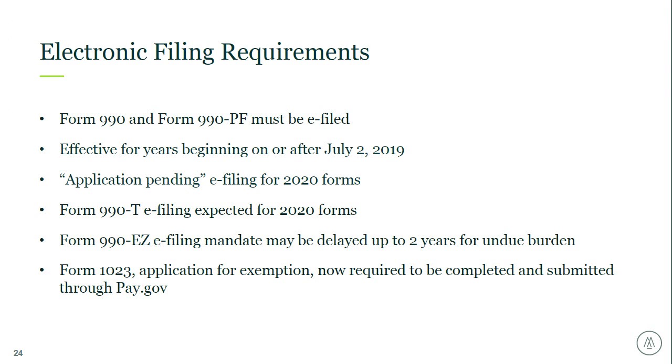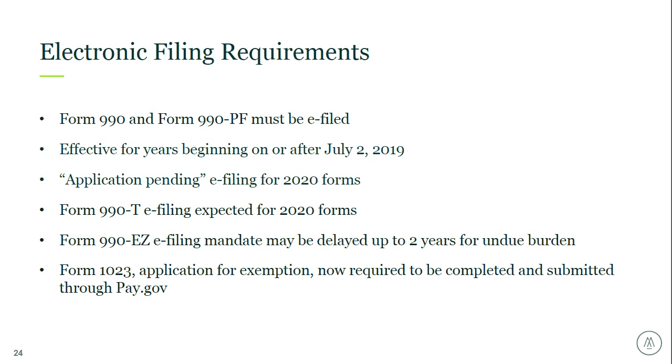So one of the IRS's goals is to modernize its technology. They're requiring that all Forms 990 and 990-PF be e-filed, effective for tax years after July 2nd, 2019. Before this new law, the e-filing requirement was only mandatory for large organizations with total assets of $10 million or more, or for those who filed at least 250 returns. There were limited exceptions where you can still paper file the 990 and 990-PF.